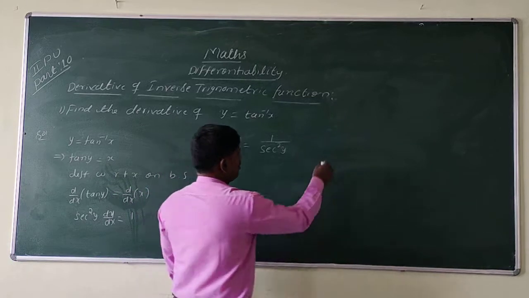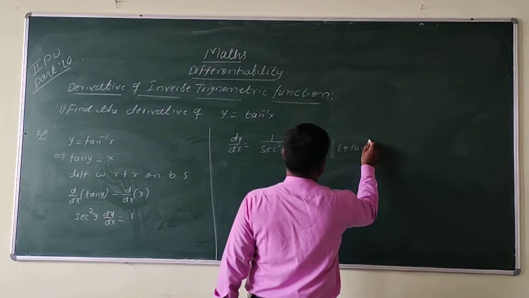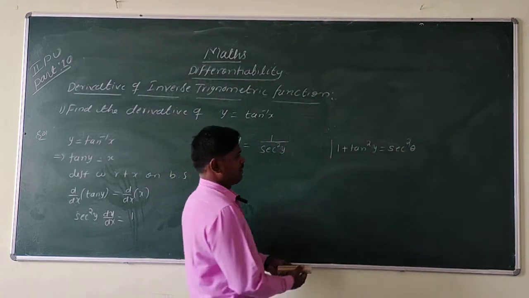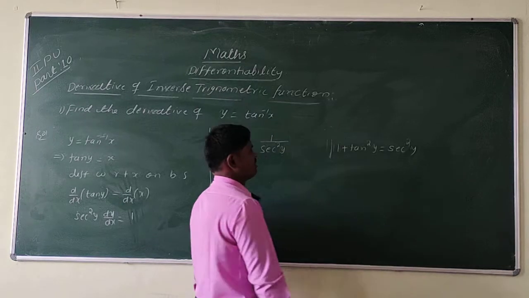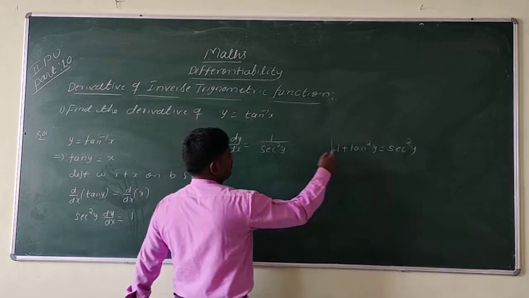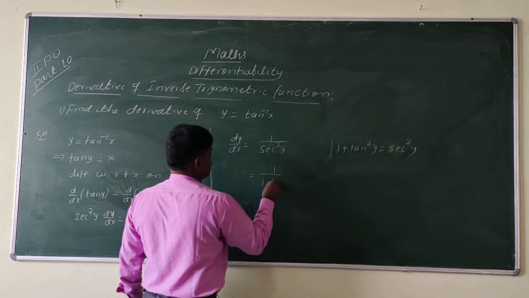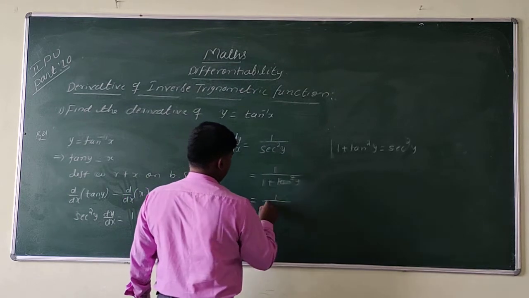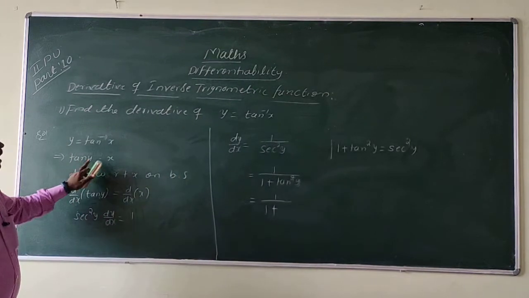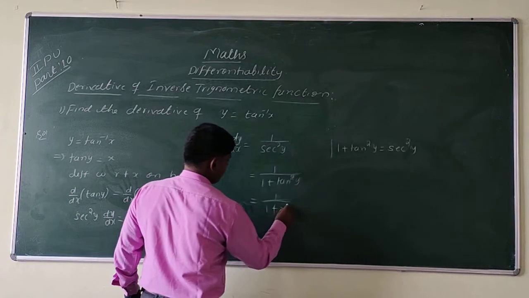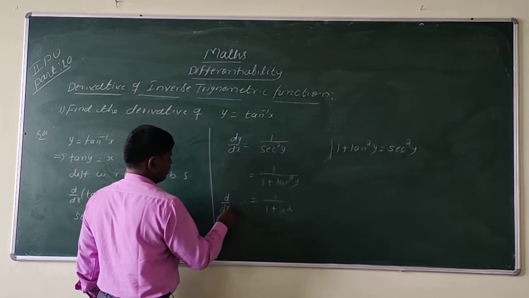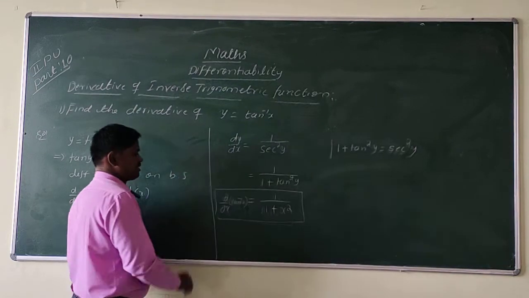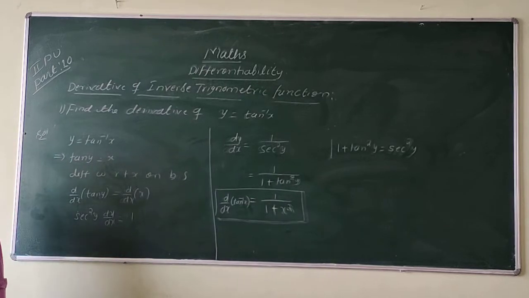Again we have a formula: 1 plus tan square theta is equal to secant square theta. We are taking y, so secant square y can be written as 1 plus tan square y. So this is nothing but 1 divided by 1 plus tan square y, and tan y is x. Therefore 1 by 1 plus x square. That is d by dx of tan inverse of x. So the derivative of tan inverse of x is 1 by 1 plus x square. Write down.